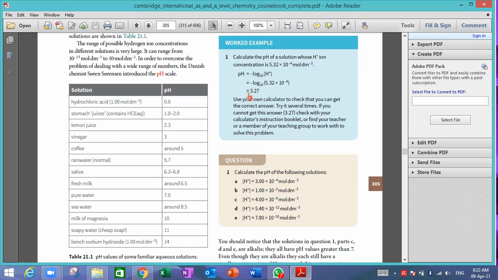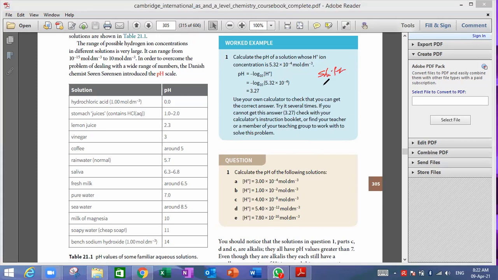Now, what if he gives us the pH and he wants the hydrogen ion concentration? Sometimes they give us the pH. It says calculate the hydrogen ion concentration of a solution whose pH is 3.27. So also in the calculator, you will find that there is a button that is called shift.